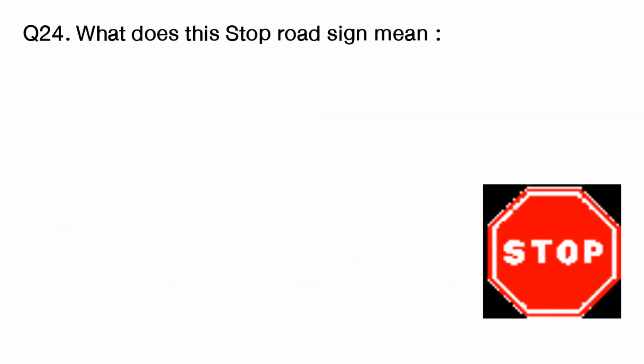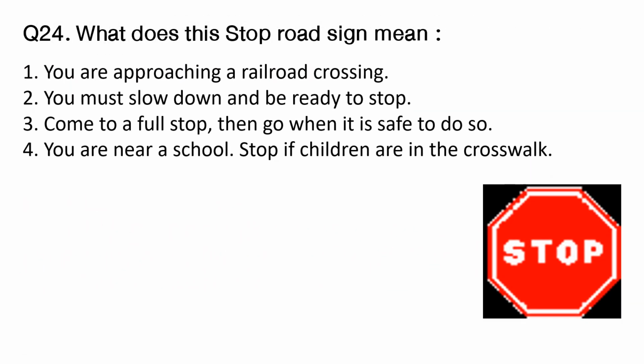Question: what does this stop road sign mean? Option number 1. You are approaching a railroad crossing. Option number 2. You must slow down and be ready to stop. Option number 3. Come to a full stop, then go when it is safe to do so. Option number 4. You are near a school. Stop if children are in the crosswalk.